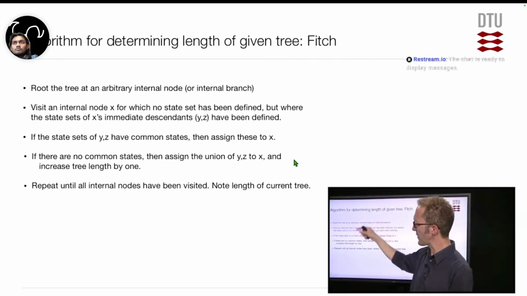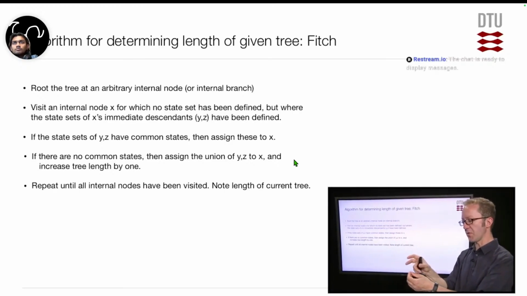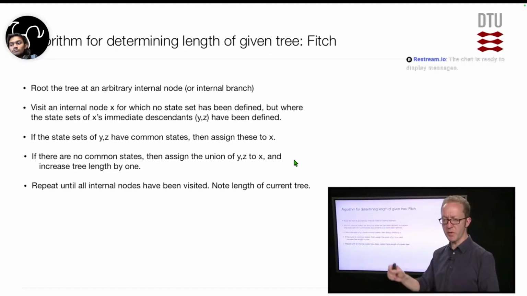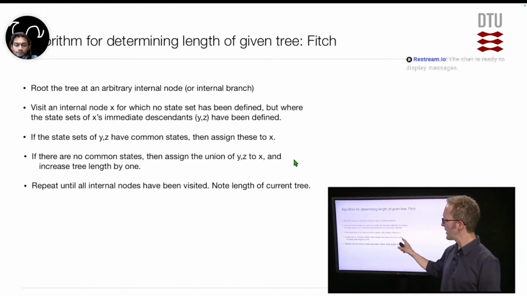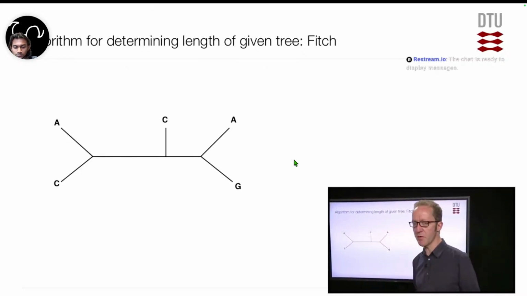We then repeat this, going down the tree, walking down internal nodes, adding possible state sets to all internal nodes until we reach the root. At this point, the length of the current tree is whatever it was at that point. Remember, we increased it by 1 every time we had to assign the union. So let's just walk through an example so this will hopefully become clear.